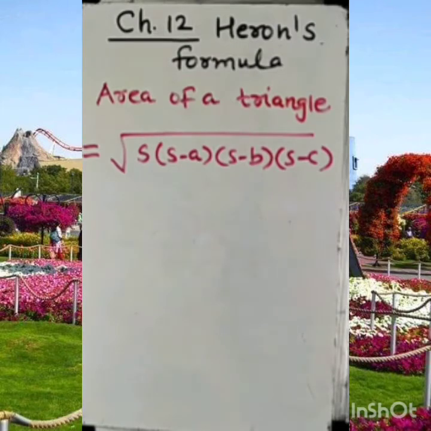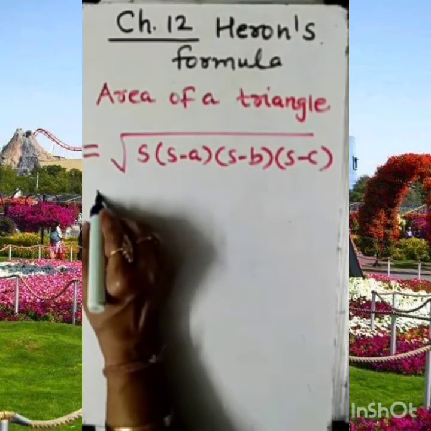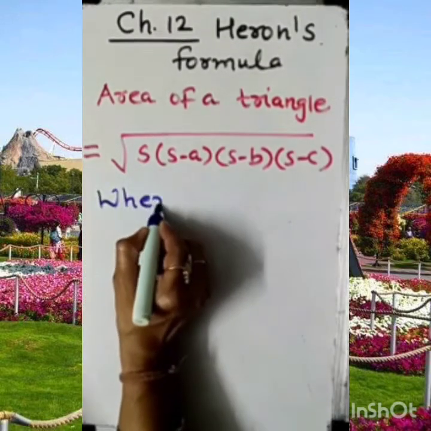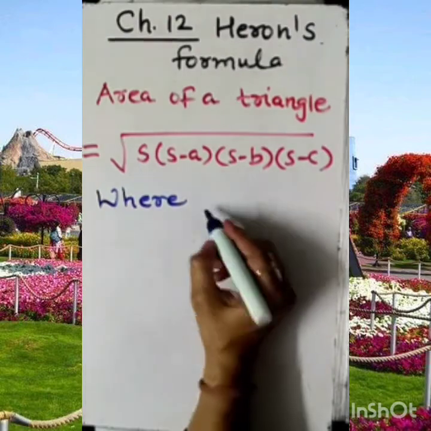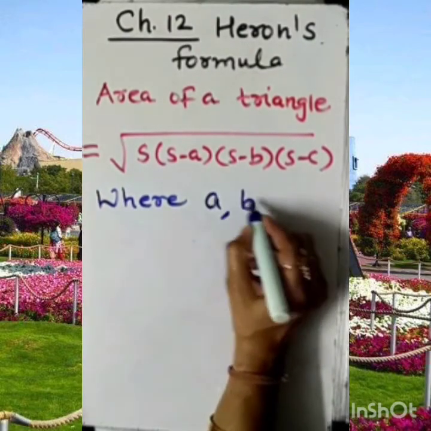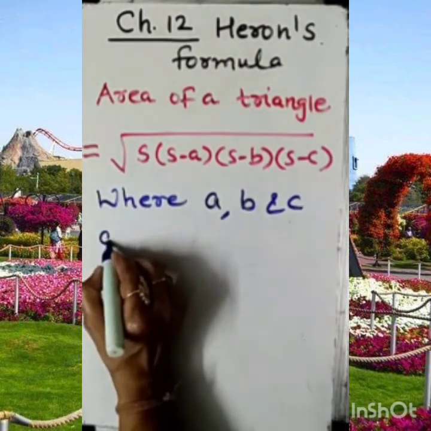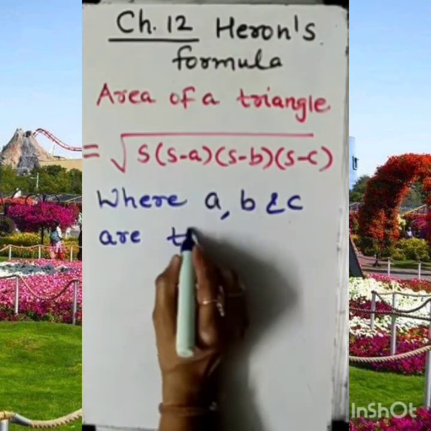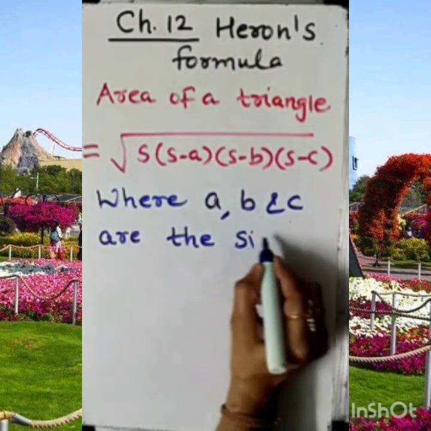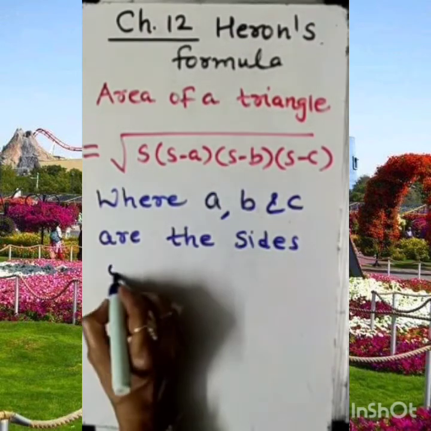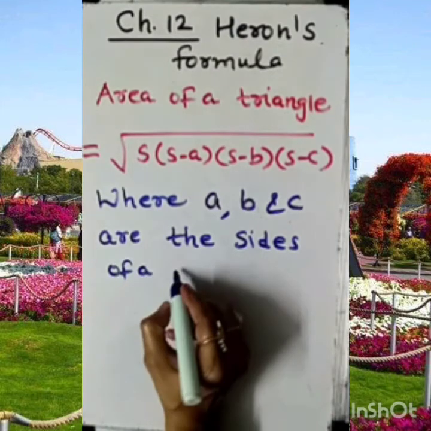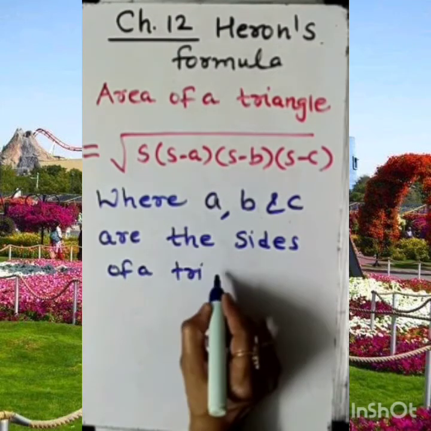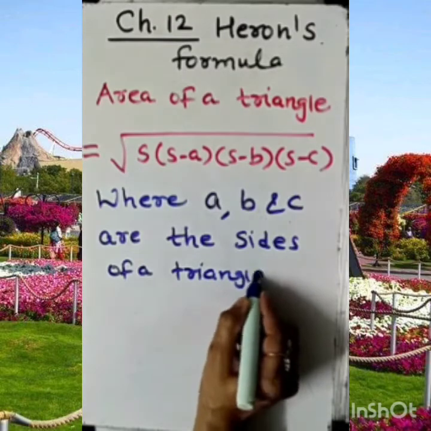This is the formula. Now, what is s here? Please remember, along with that, please note down where a, b, and c are the sides of a triangle. These three are the sides of a triangle. Please keep this in mind, okay? These a, b, c are the sides of a triangle.